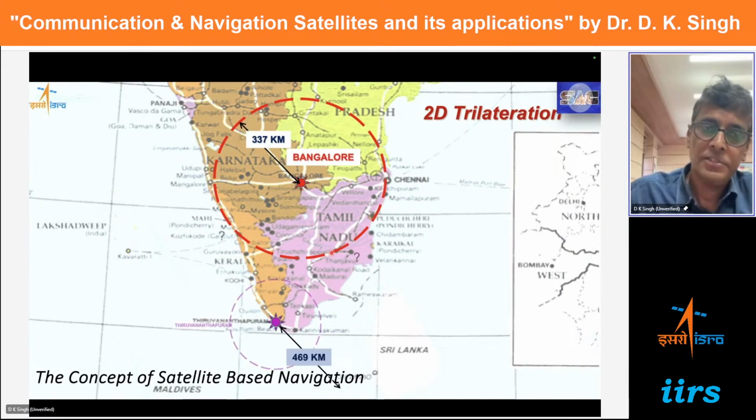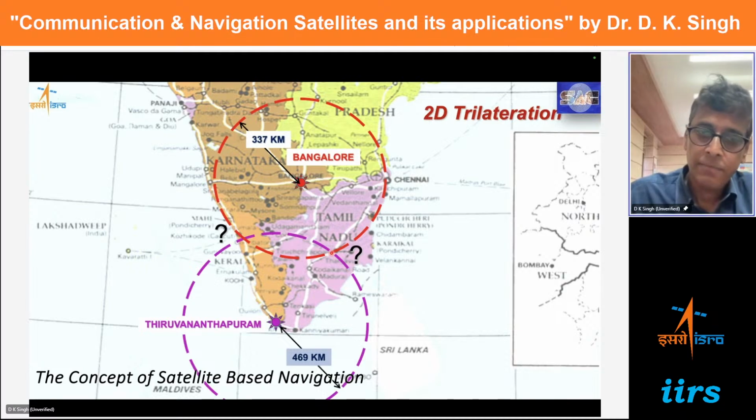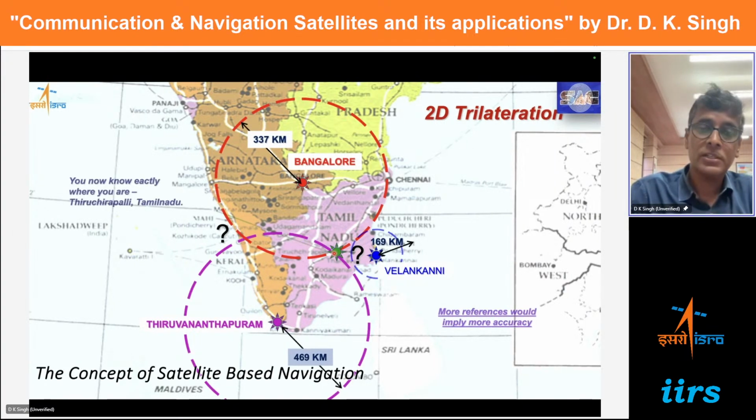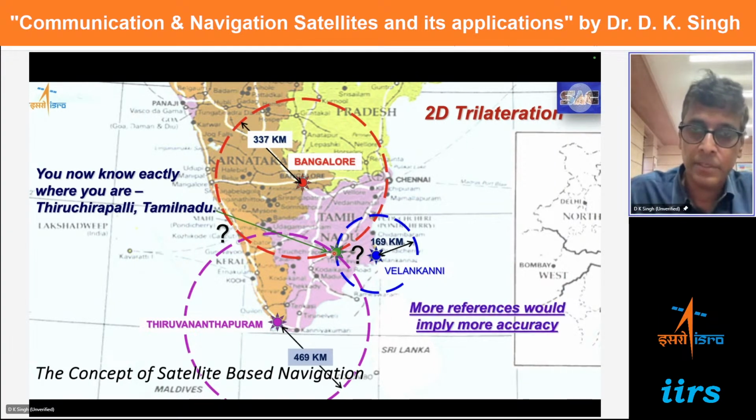Now I make another statement. I am 469 kilometers from Thiruvananthapuram. So I can be any other place on this circle, but the intersection of these two are the valid solutions. So I am either here or here. To know the exact location, I have to make another statement that it is 169 kilometers from Velankeni. So this is the location which is the intersection of these three circles.